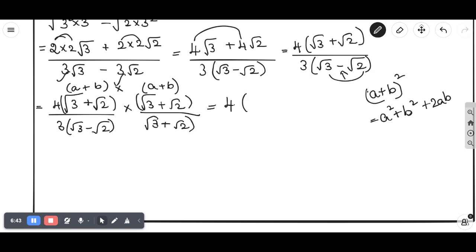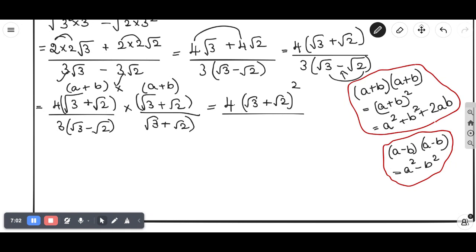What is our a here? Root 3. So root 3 plus root 2 the whole square. You understand? I have put this a plus b into a plus b. A plus b the whole square is equal to a square plus b square plus 2ab. So what we applied here is that a plus b into a plus b is equal to a plus b the whole square.